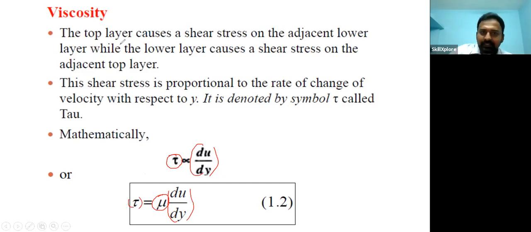Here we can see that the top layer causes the shear stress on the adjacent lower layer, while the lower layer causes a shear stress on the adjacent top layer. We all know that if this is the surface, in the fluid flow like this.